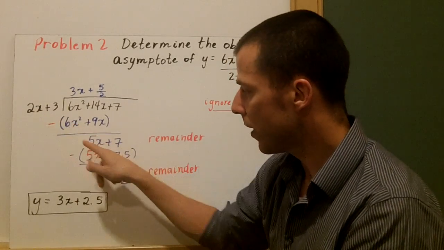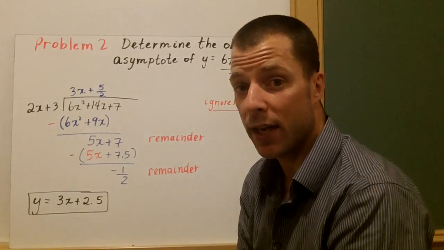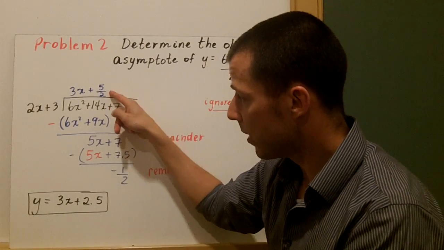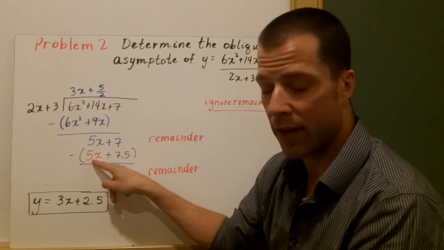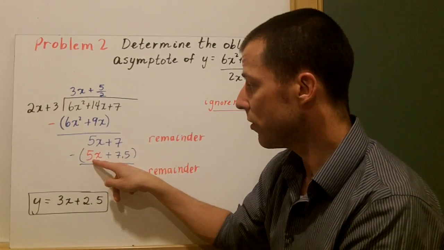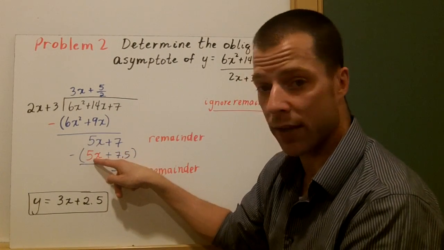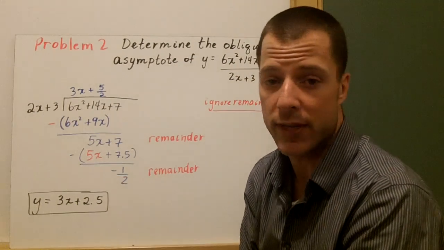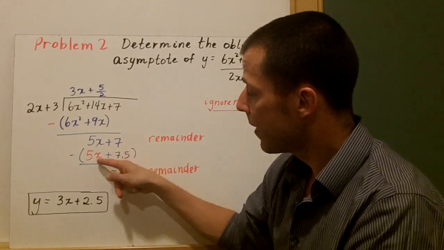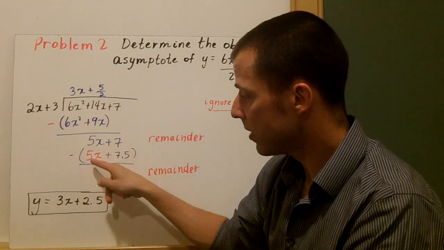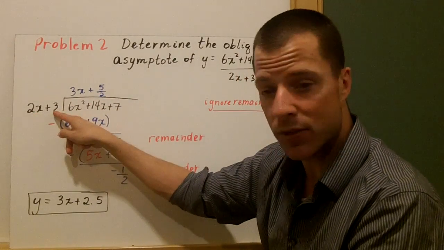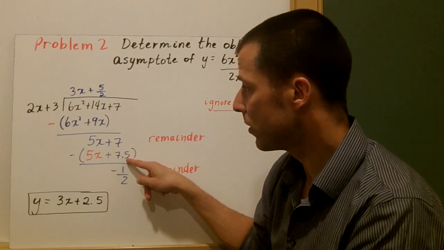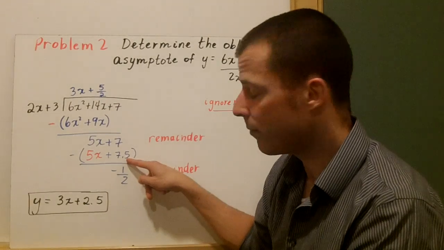Does 2x go into 5x? It does 2.5 times. So we're going to have 5 halves here. So we have 5 halves times 2x is 5x. And I made that in red just to show you that these two need to be equal and cancel out. So 2x does go into 5x, it's just not an even number of times. So it's 2.5. So 5 halves times 2x is 5x. 5 halves times 3 is 7.5. So I just converted that to decimal. It's really 15 halves, or 7.5.